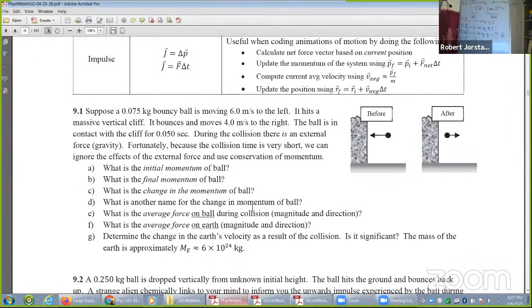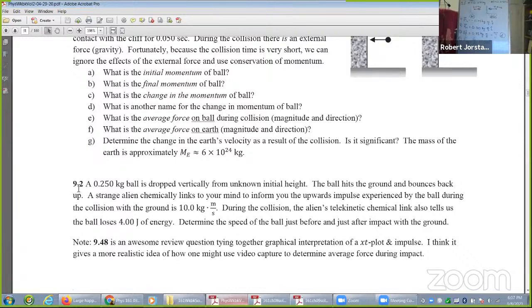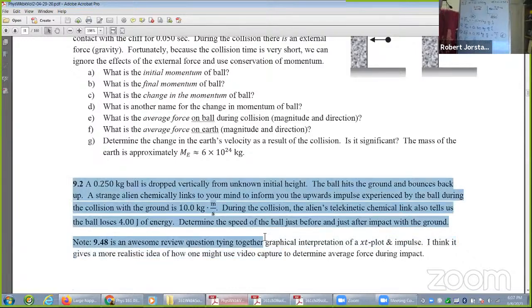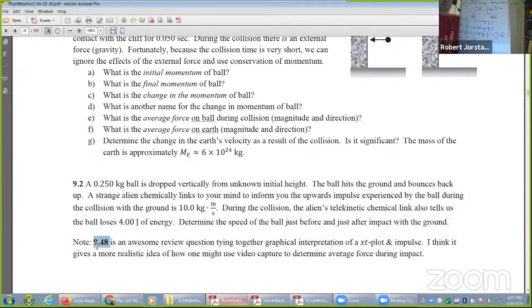So let's go into here. Here's a variation on this problem just to kind of force you to deal with this. And if you're curious about how this might look with a tracker, I think it's 9.48.